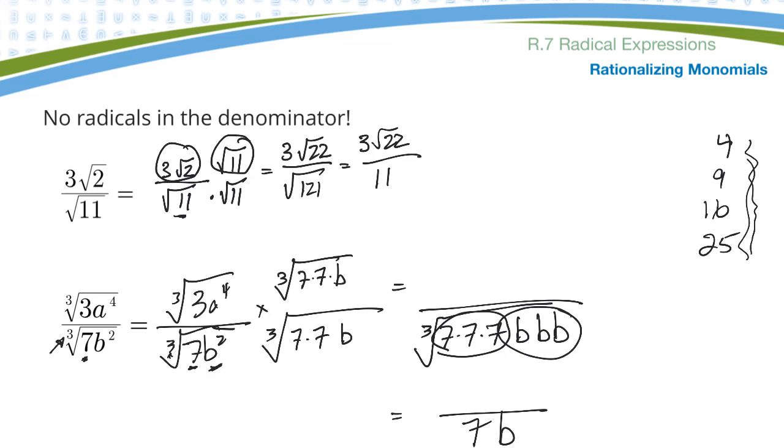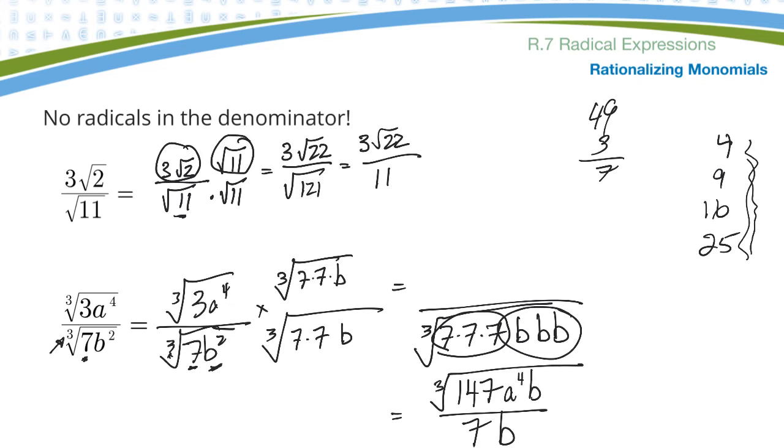Now I just have to deal with the fallout on the top. So on the top, I'll just write it down here. 3 times 7 times 7, 49 times 3. What is that? 49 times 3, 147. So it'll be 147, and then a to the 4th b.